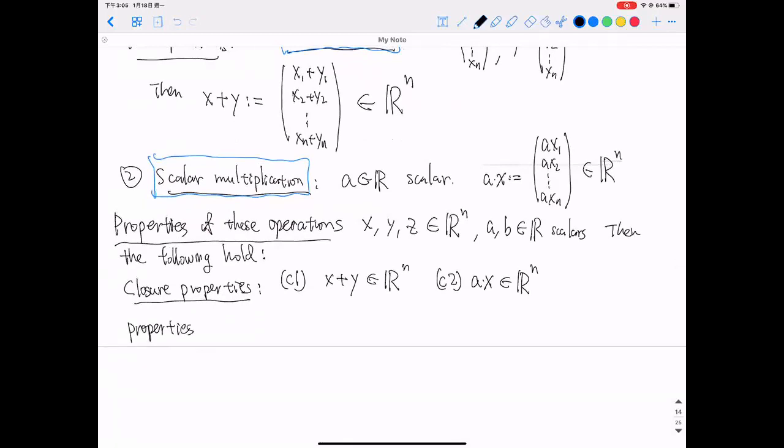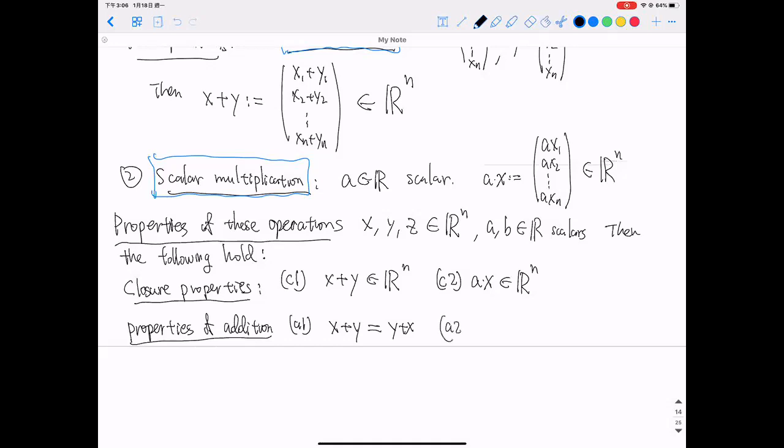Now, the next class of properties are about addition. And they are as follows. A1: x plus y and y plus x are the same thing. And this is easy to see just by the definition because both vectors are formed by adding components of x's and y's respectively. So they are obviously equal.